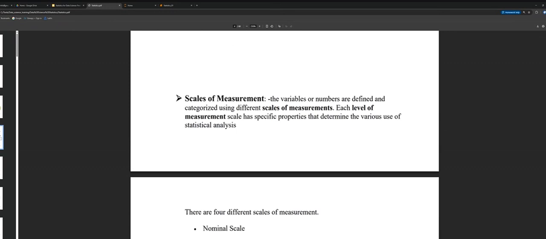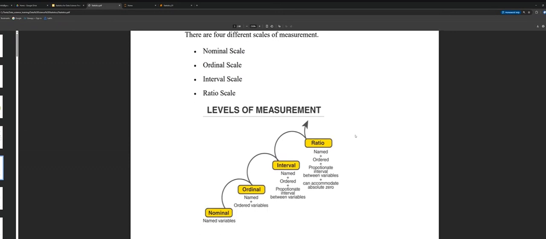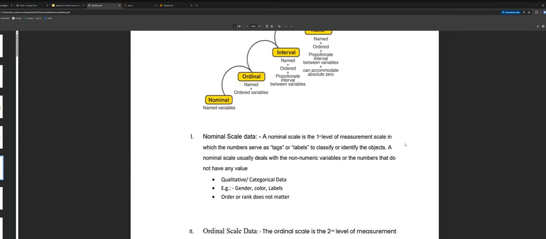Scale: the variables or numbers are defined and categorized. This you know. Nominal, this is very basic.